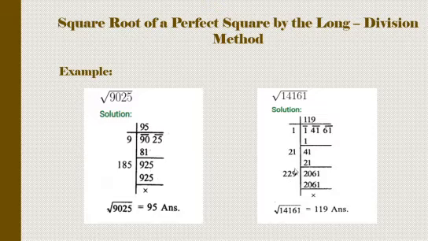Then with 22, we will find one more such number so that either we can get 2061 or less than 2061. So if we multiply 229 by 9, what are we getting here? 2061. So in this case, remainder is 0. So square root of 14,161 is 119.